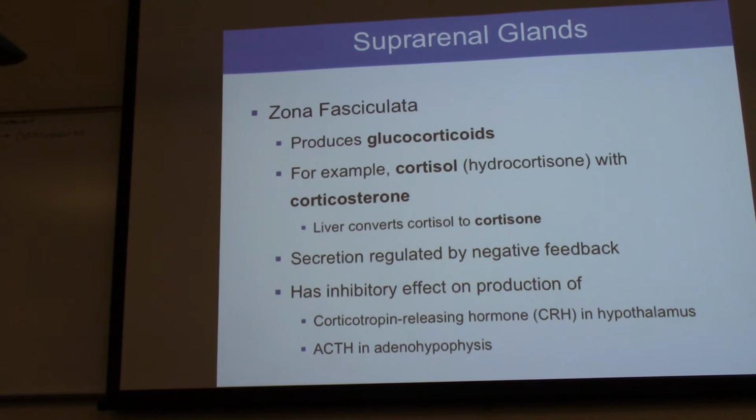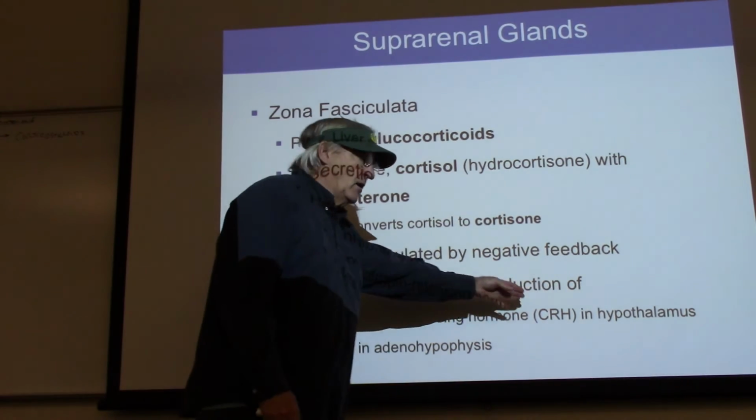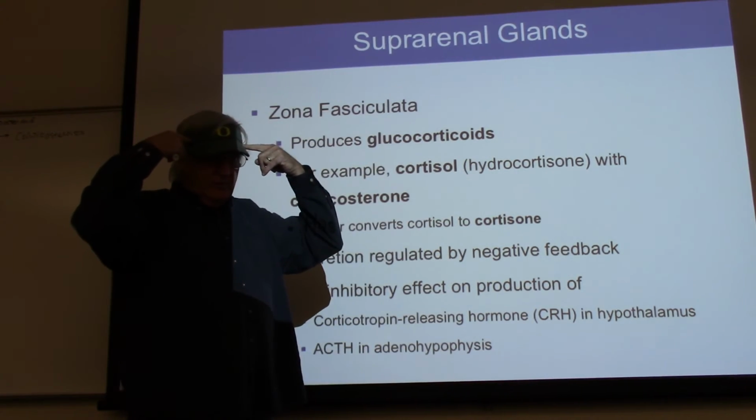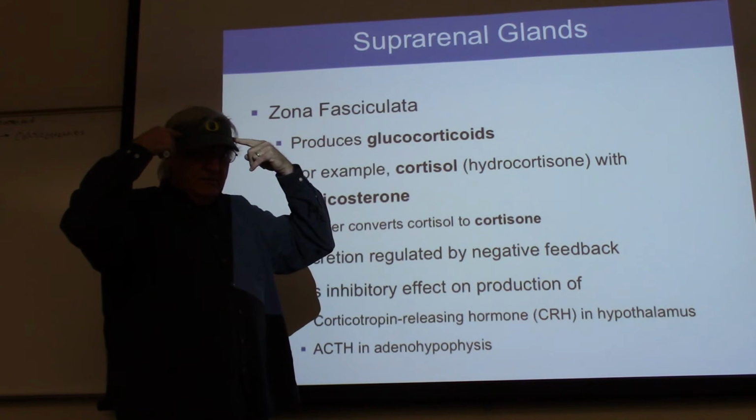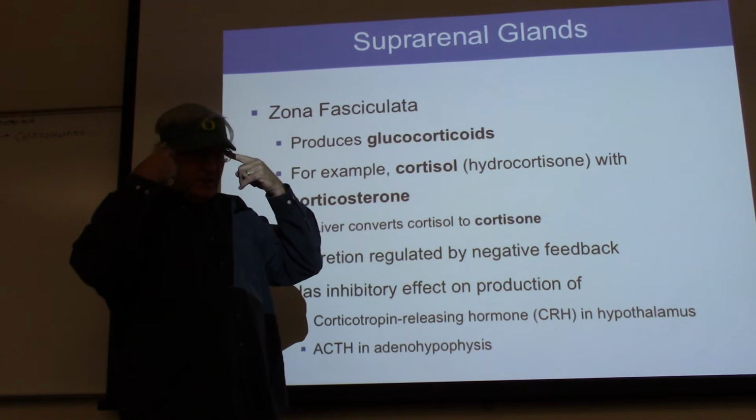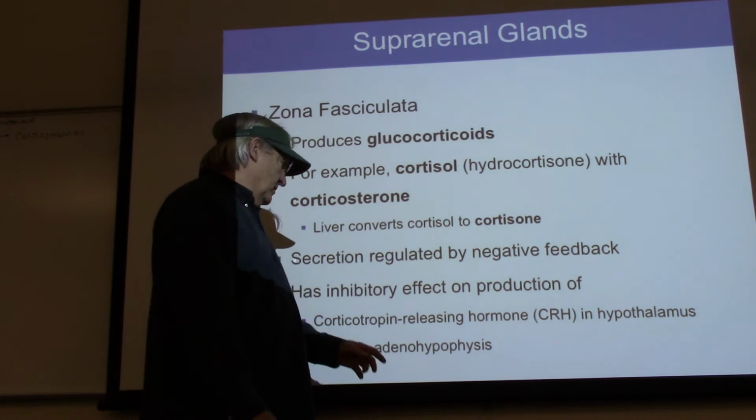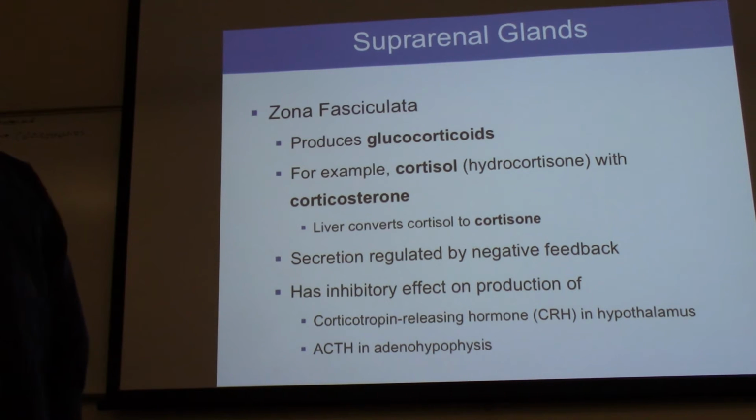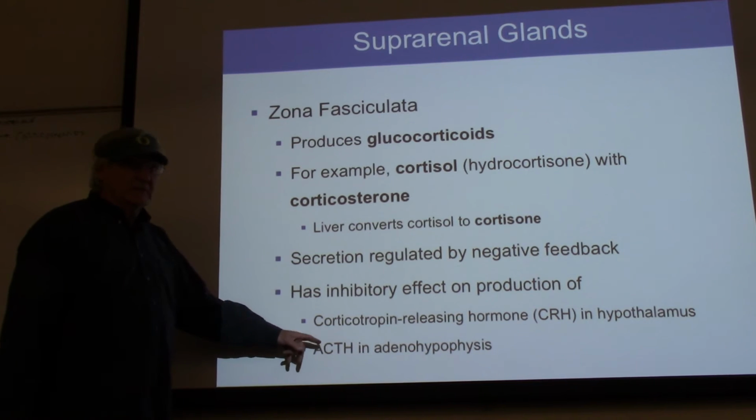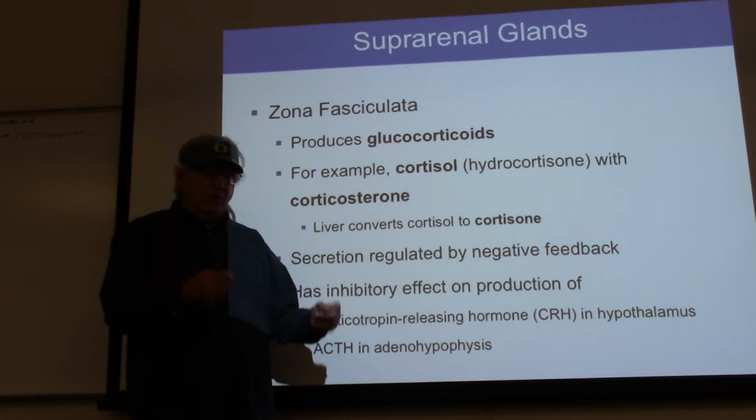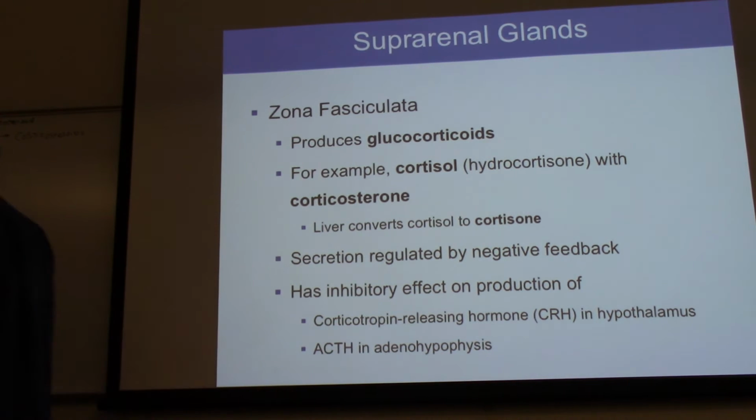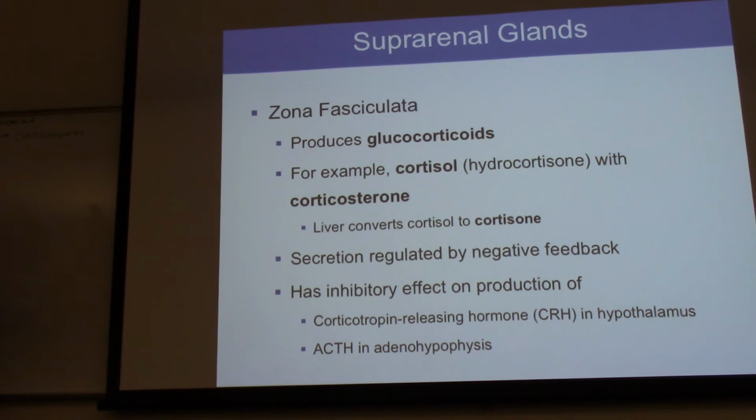inhibit the production of corticotropin-releasing hormone, CRH. That's the one that lives in your hypothalamus, gets in that little portal system and goes down to your adenohypophysis, the front part of your pituitary gland, and causes the release of ACTH, adrenocorticotrophic hormone. So ACTH, released from the pituitary gland, goes to the adrenal gland here and causes release of these hormones that we're talking about.